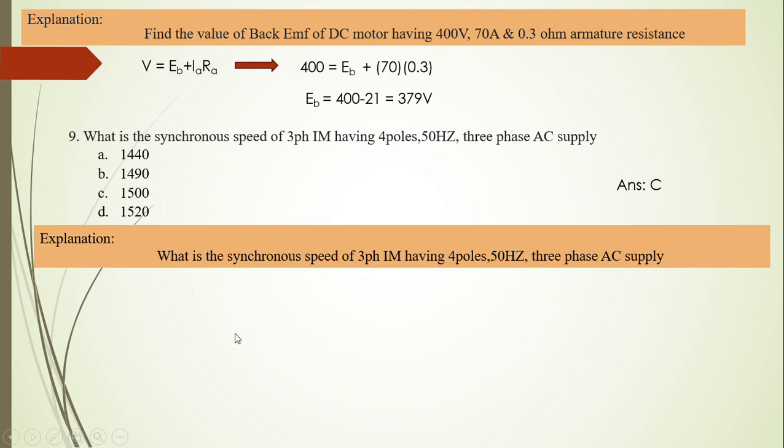For that we have to take the equation Ns = 120 f / P. Here 120 is the phase difference between any two phases. It may be RY, YB or RB. Here the value of frequency is 50 and the number of poles is 4. Just apply all these values, that gives 1500 rpm, and it is the right answer, option C.